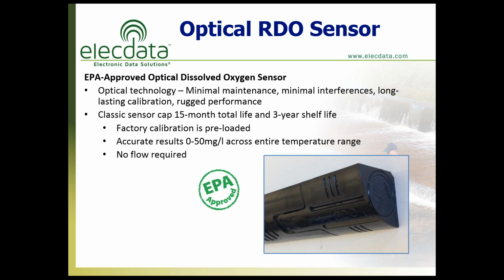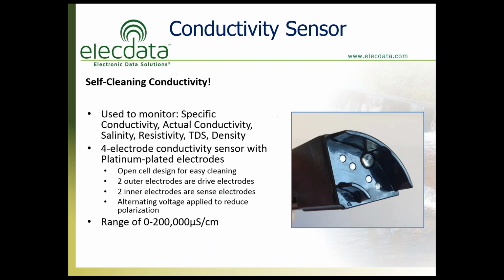I know some other companies just kind of leave that up to you to determine when you're getting bad measurements and to replace that. We've tried to take a proactive approach and keep track of that for you by having that measure the life of that cap. The range of this optical DO sensor is 0 to 50 milligrams across the entire temperature range. So a very high range reading sensor.